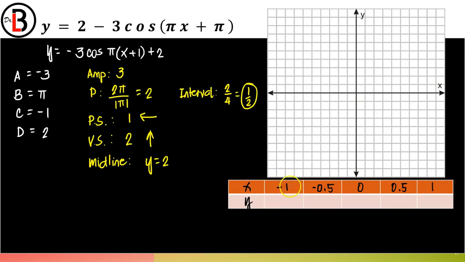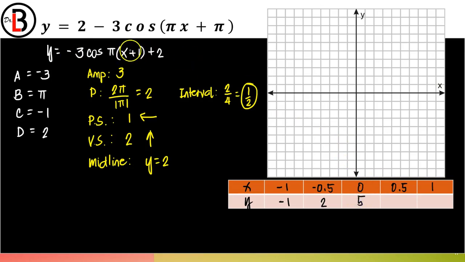So now let's plug in the values of x in the new equation. Negative 1 plus 1 is 0. Cosine of 0 is 1, times negative 3 is negative 3, plus 2. That's negative 1. At negative 0.5, negative 0.5 plus 1 is 0.5. Pi, so that's 90 degrees. Cosine of 90 is 0, plus 2. That's 2. At 0, 0 plus 1 is 1 times pi. That's 180. Cosine of 180 is negative 1, multiplied by negative 3. That's positive 3, plus 2. That's equal to 5.